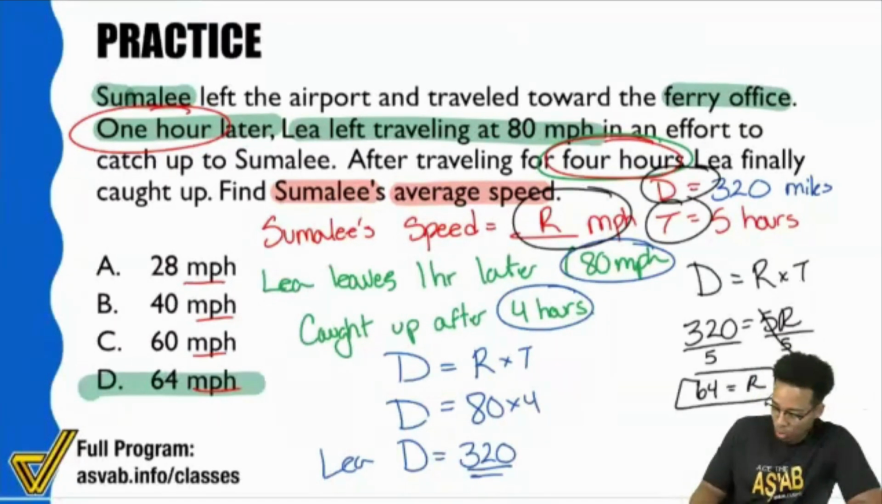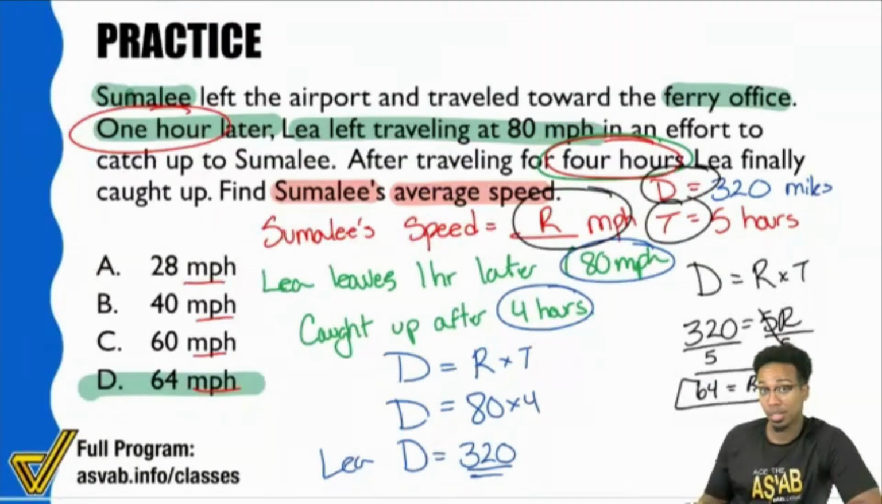So I'm going to go ahead and do it all over again. The way that I got the 5 hours is because when you're talking about Suma Lee's time, Suma Lee was already driving for an hour. Then Leah tried to catch up to her. And then Leah drove for 4 hours.